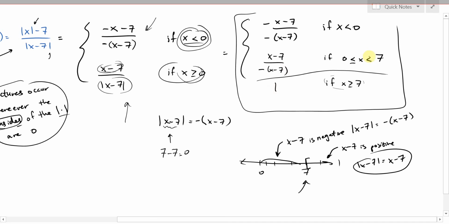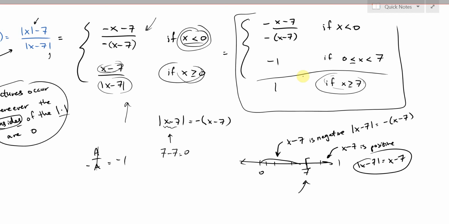And do you notice that here, when x is between 0 and 7, you have an x minus 7 divided by x minus 7. Look, whenever you have a over negative a, the a is canceled. That's just negative 1, right? So this is negative 1 in this range. So the function is actually equal to 1 when x is bigger than or equal to 7, and it's equal to negative 1 when it's between 0 and 7, because you're going to have an x minus 7 over negative quantity x minus 7.